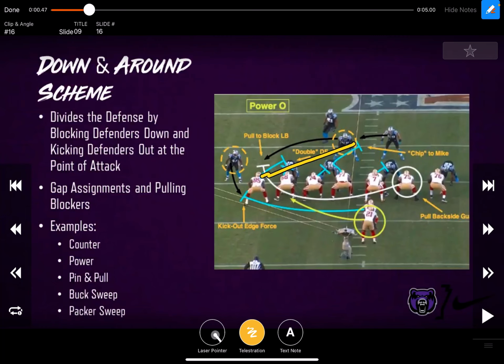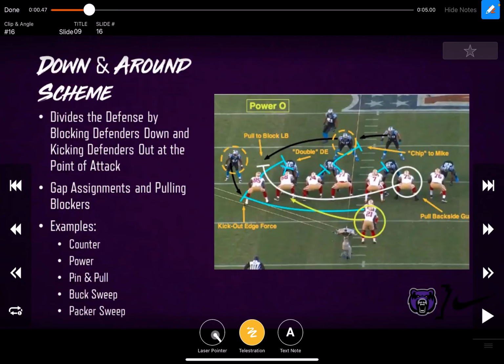We're trying to block some of these players in that direction and block other players in that direction and create space right here for the ball to get there. All right, that's the goal. All right, play side on down and around stuff is typically, depending on what you're running, but this is all going to be gap scheme.